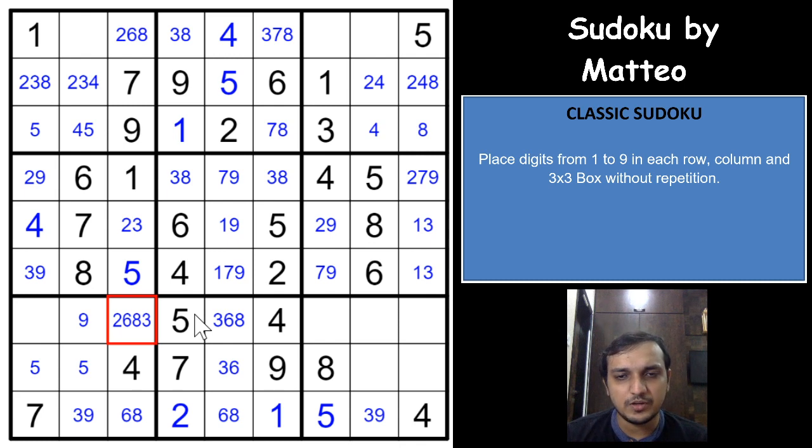This seems to be a tough one. I am not sure if I am missing anything, because as far as I am concerned, I don't see any hidden single here or a naked single. I think I can see something here, because 6, 7, 8 and 9 are not possible, 1, 4 and 3 are not possible, 2 and 5 are the digits possible, 5 is also not possible. Oh, it has to be 2.